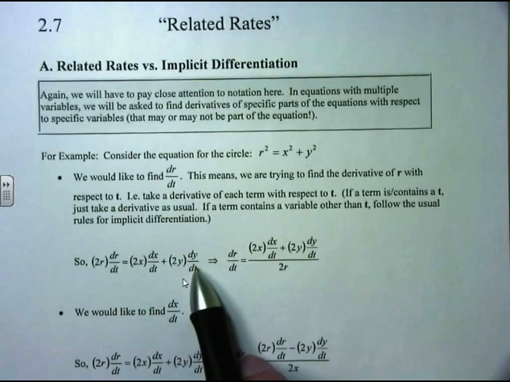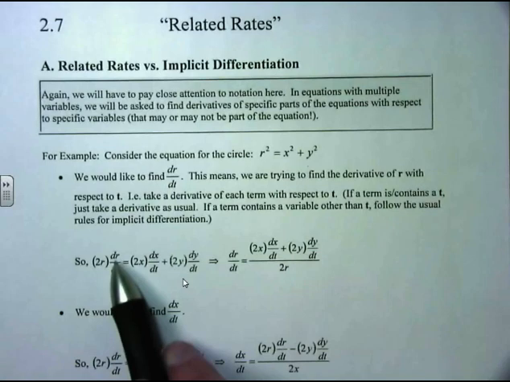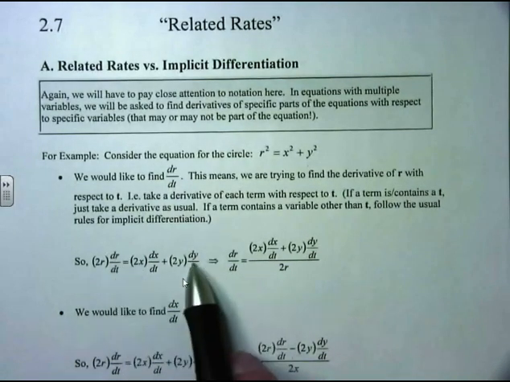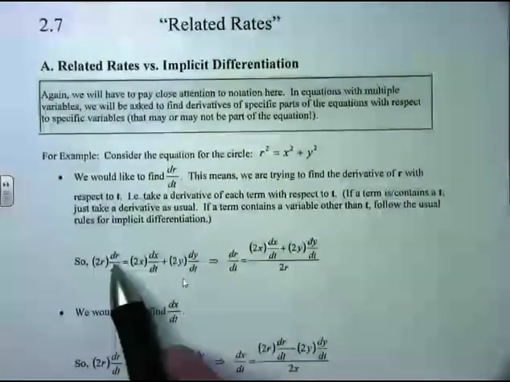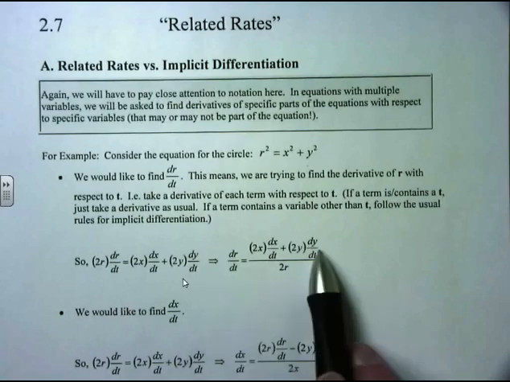And of course, we ask you to solve for dr dt, so treat this as the variable and everybody else is considered other variables or constants or whatever, and you want to solve for this guy. To solve for dr dt, I would divide by 2r and I get my equation.